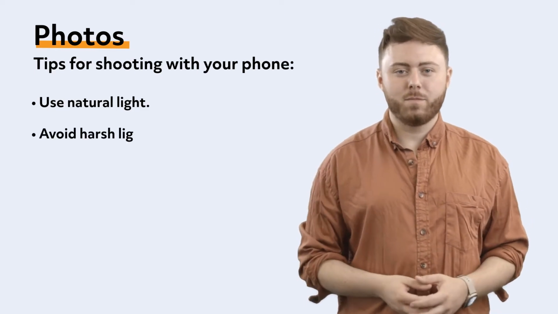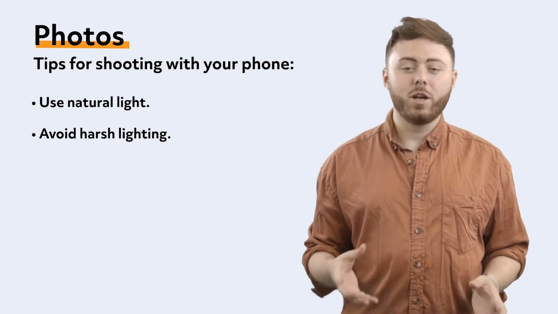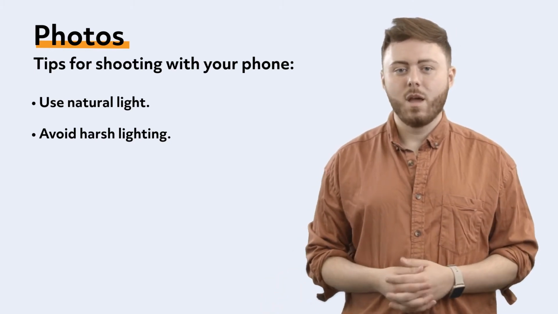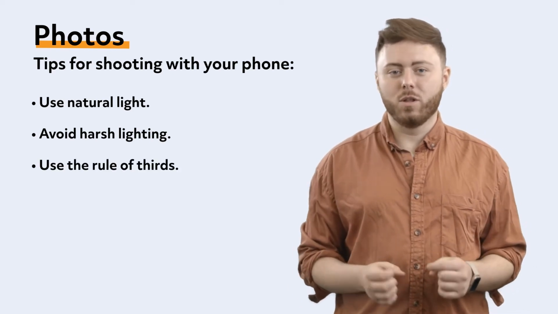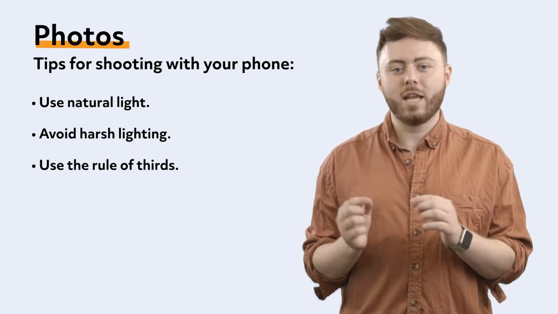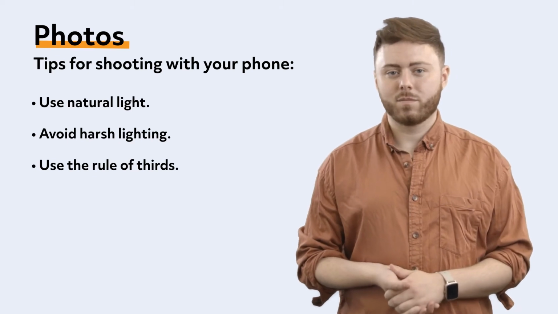Avoid harsh light. Late afternoon is an unbeatable time to take photos. Cloudy days are actually better than sunny ones for midday shooting. Use the rule of thirds. Your phone camera has a grid built in to help you follow this rule. Place your subject where the grid lines meet to create an interesting photo that's off-center but also still balanced.